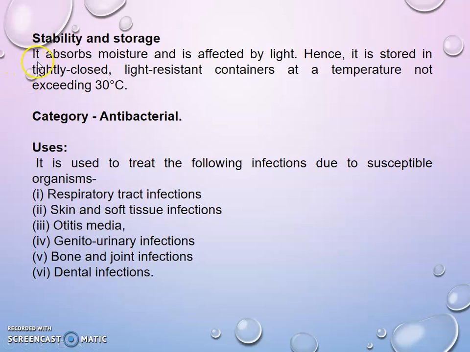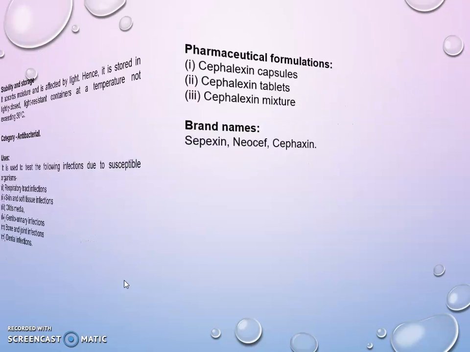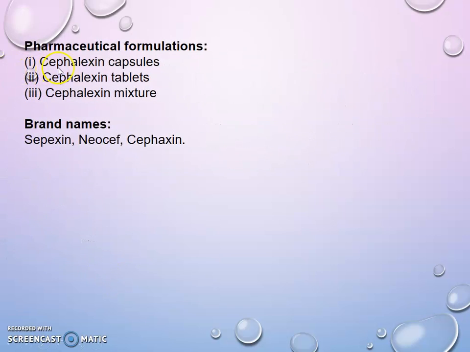Stability and storage. It absorbs moisture and is affected by light, hence it is stored in a tightly closed light-resistant container at a temperature not exceeding 30 degrees Celsius. Category: antibacterial. Uses: it is used to treat the following infections due to susceptible organisms: respiratory tract infection, skin and soft tissue infection, otitis, genitourinary tract infection, bone and joint infection, and dental infections. Pharmaceutical formulation. It is available as cephalexin capsule, cephalexin tablet, and cephalexin mixture, and the brand names are Cefexin, Neocef and Cefaxin.